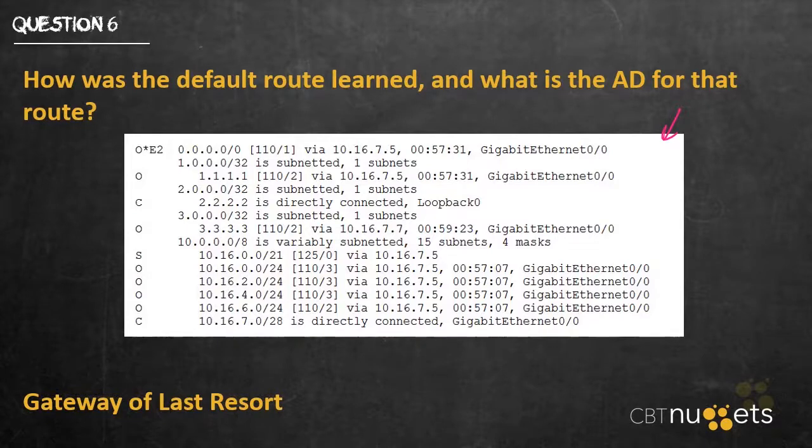So to discover this, we'd first of all look for the default route, which is this guy right here. And then the question is, how is it learned? And we look at the routing protocol code that's next to that, which is an O, capital O, which is OSPF. So it was learned via OSPF. And what is the administrative distance? And that administrative distance is listed right here. That first number in the brackets, which is the administrative distance, followed by the cost.